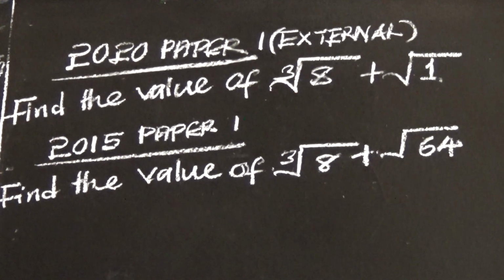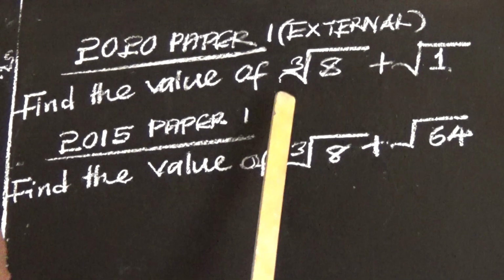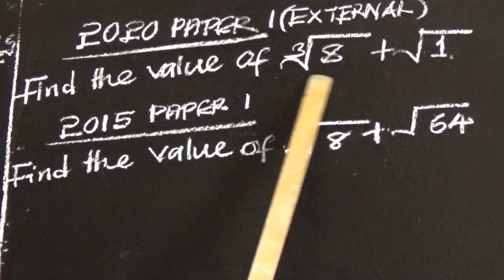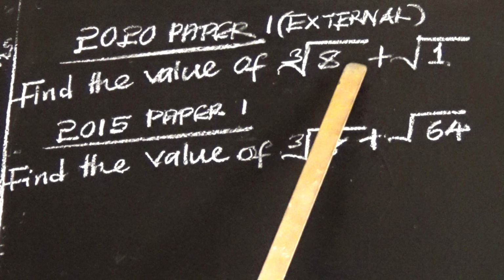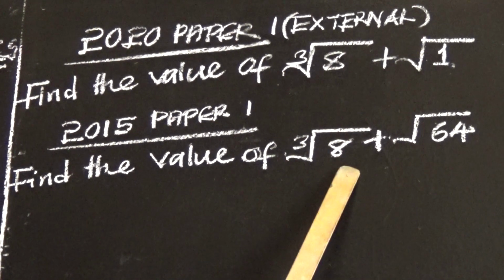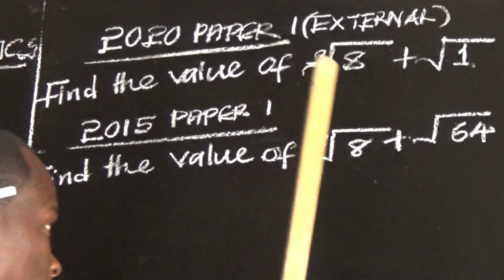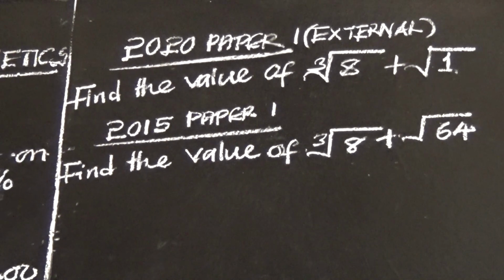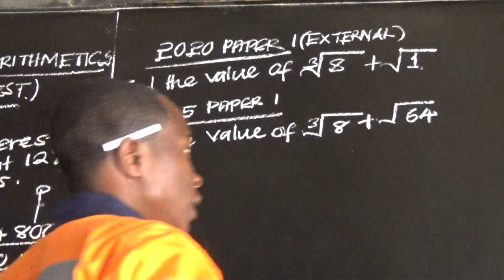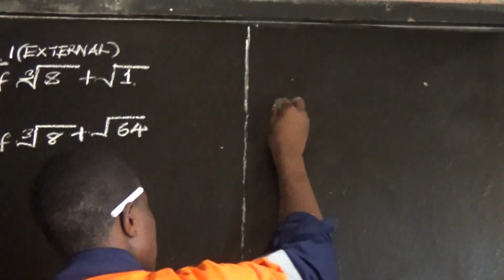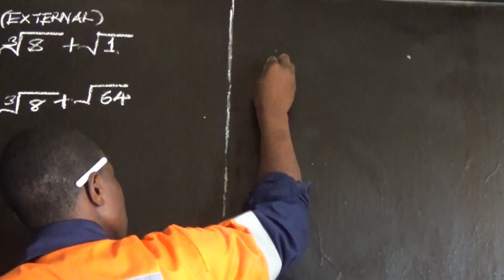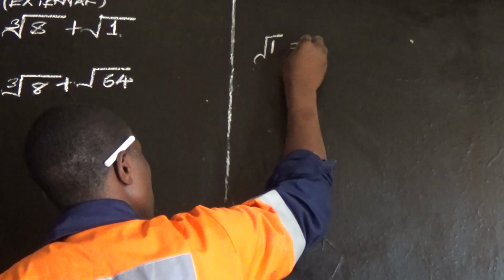You're supposed to know what it means when they say cube root of 8, square root of 1, cube root of 8, square root of 64. You need to know these numbers. So there are numbers which we call perfect square numbers. I'll give an example. Numbers like 1, the square root of 1, you need to know it's 1.